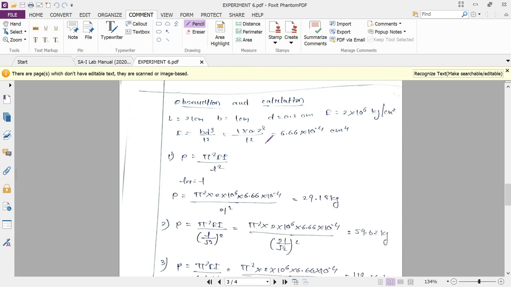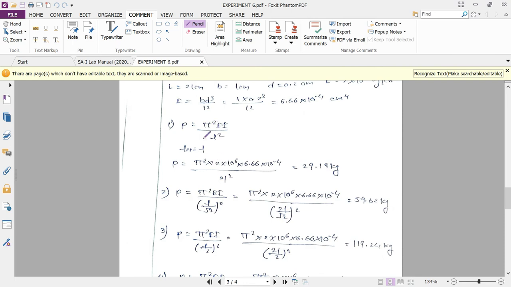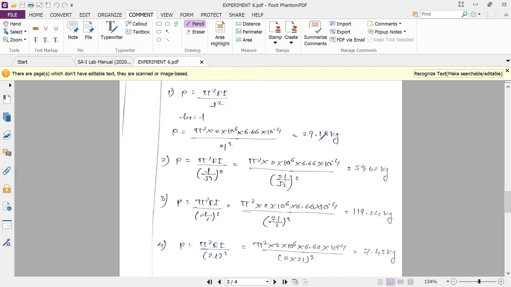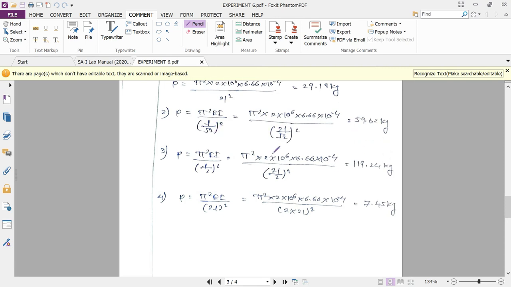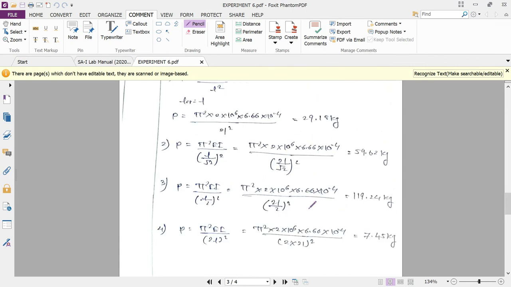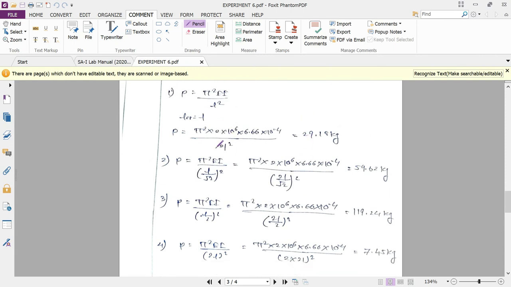Next is the P value, pi square EI by L square. This is the Euler formula which is used. Now we have to use the four end conditions. First we put L effective equal to L, and we get the answer as 29.18 kg. Then the second case, L effective is equal to L by root 2, and here you will get the answer. Then L effective is equal to L by 2. The fourth case is L effective equal to 2L. These four conditions you put, and you can directly calculate the critical loads.